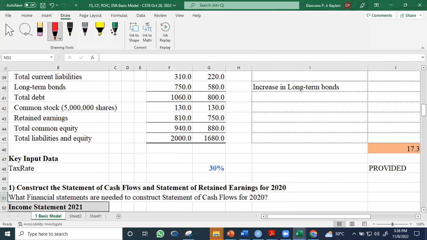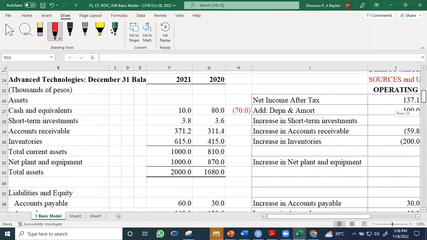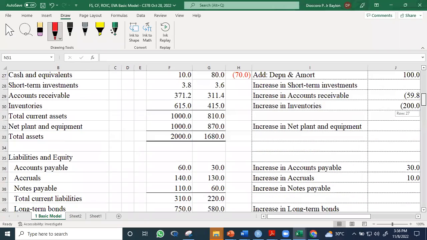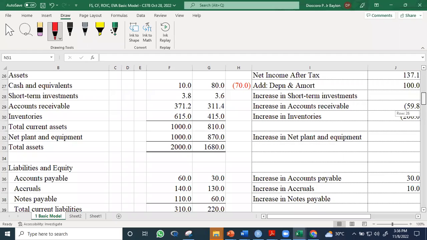Okay, so what else, class? Are there other items in the balance sheet that we did not consider, that we did not incorporate dun sa template natin? Okay, si cash hindi naman kasama yan kasi ito nga ini-investigate natin. Si short-term investment, andito naman siya. Tama ba to?